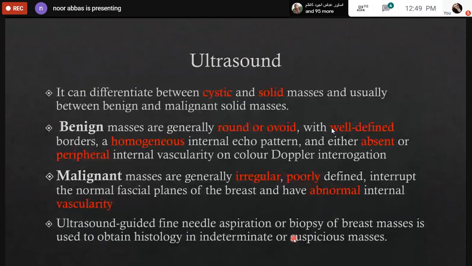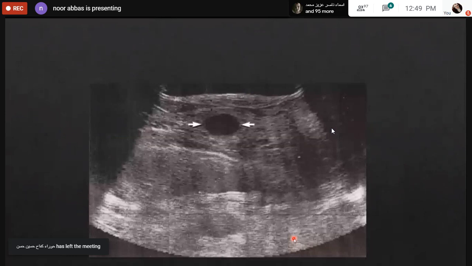Even if it is a palpable mass, it is much easier for us to do needle aspiration or biopsy under ultrasound. This is an example of a cyst seen by ultrasound, anechoic, cystic, well defined, this is simple. This is benign. This is an example of a circumscribed benign mass.